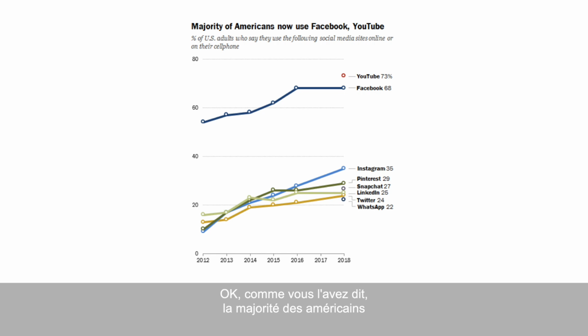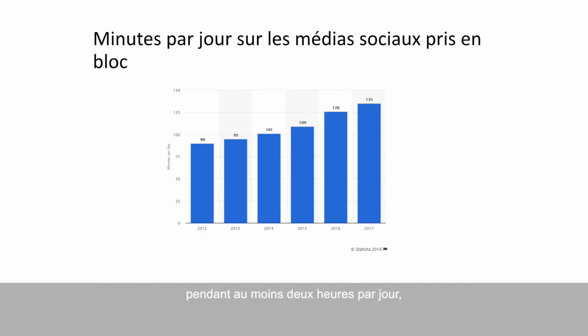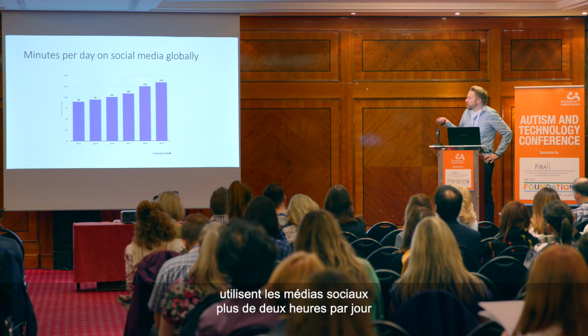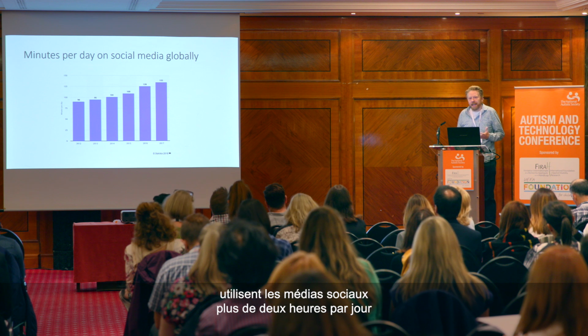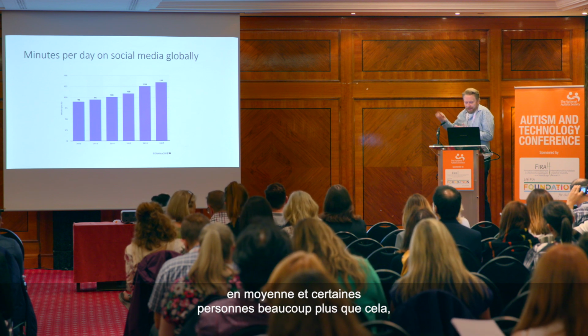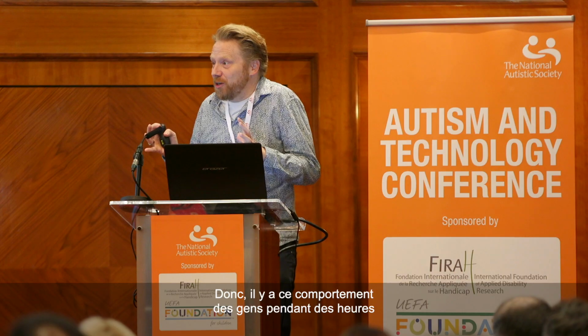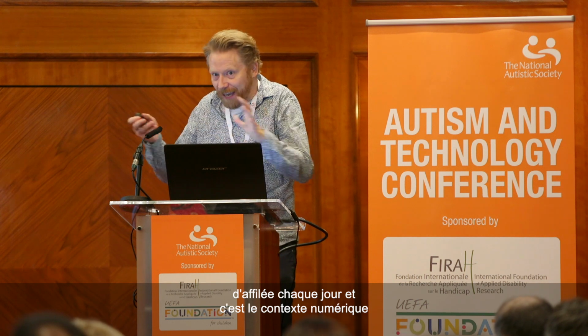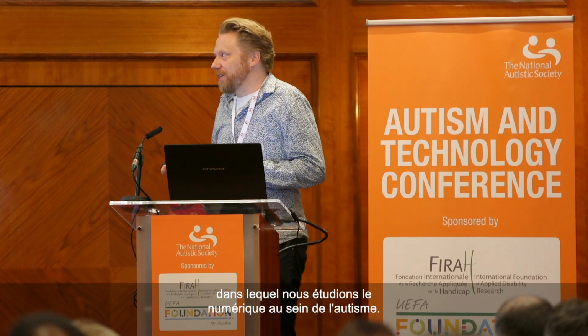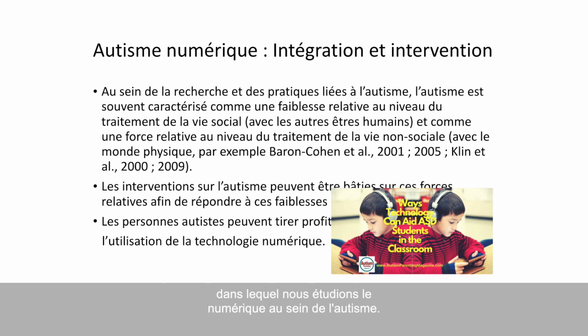Okay, so as I show, the majority of Americans are now using YouTube and Facebook. This is what most people are doing, and they're doing it for at least a couple of hours a day. And these are global statistics now, so not just America, the same stats are found across Europe and beyond. If you take a global average, people are using social media for over 2 hours a day on average. Obviously, some people are on a lot more than that, so you have variability within that. So there's this behaviour that people are doing for hours on end every single day, and that's the digital context within which we are considering digital autism.